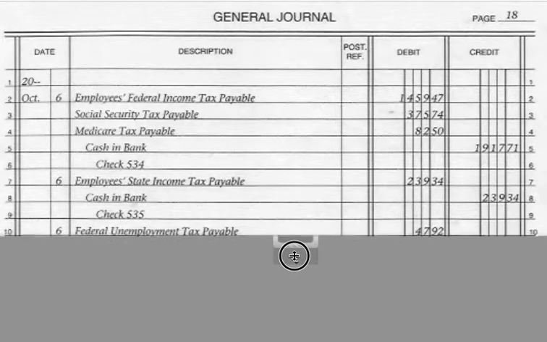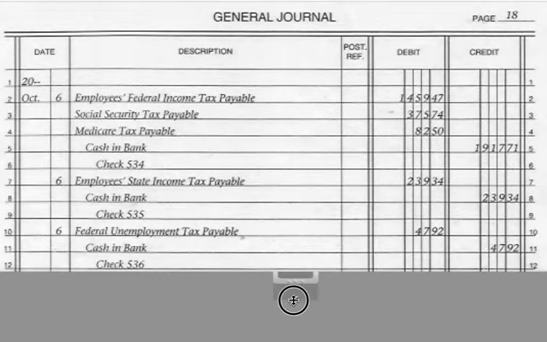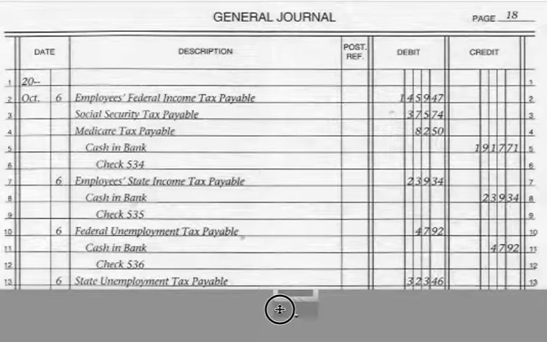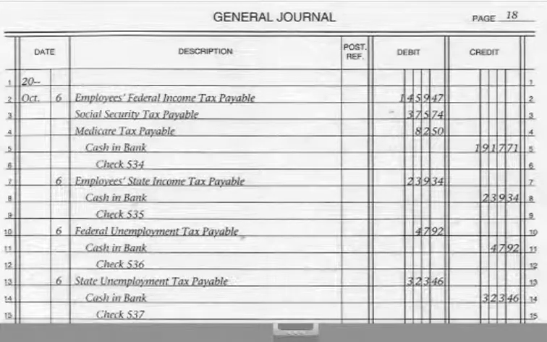The next thing that needs to be paid is the federal unemployment tax payable, and again, this can only be paid on one check, nothing can be combined with it. So you'll write out the check for $47.92. So cash and bank will be the credit, and it's check 536. And then the next tax to be paid is the state unemployment tax payable. So we'll write out check 537. So state unemployment tax payable will be the debit and cash and bank will be the credit.